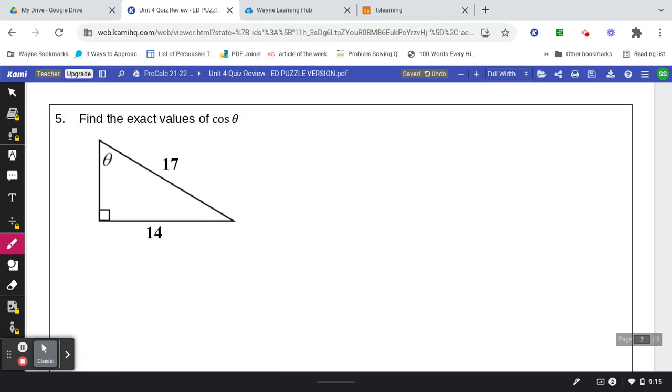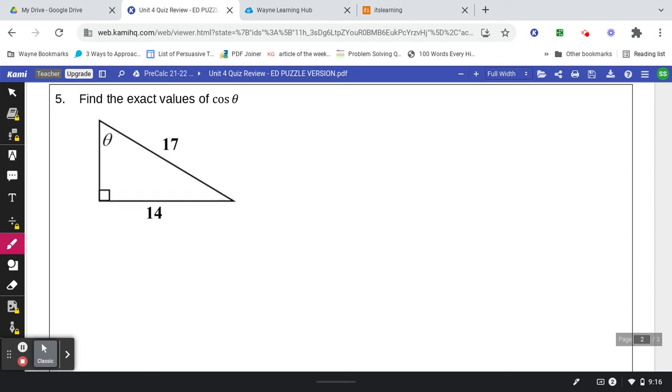The next problem, number 5, find the exact value of cosine. We do have a missing side here, so we'll need to use Pythagorean theorem. I'm going to label my 17 as the hypotenuse, 14 as the opposite, and this side will be my adjacent. Even though I don't have anything there, I still want to label the adjacent because I'll need to find all 3 sides in order to do cosine.